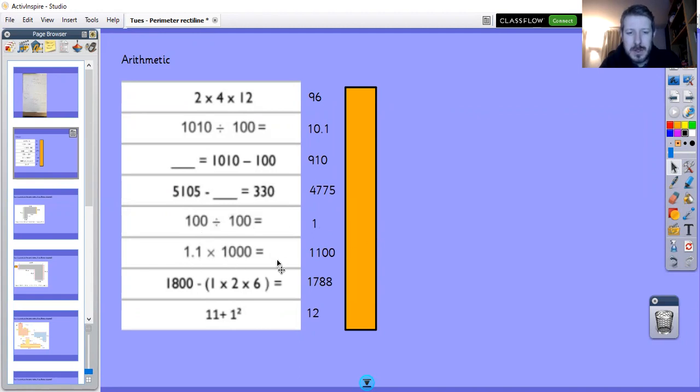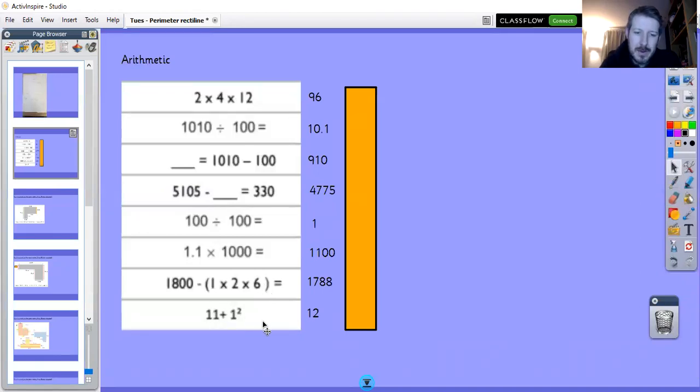1.1 times 1,000. The digits in this number will shift 3 places to the left, so you end up with 1,100. 1,800 take away this multiplication in brackets, so you need to do the multiplication first and then subtract 1,800 take away whatever your answer was.